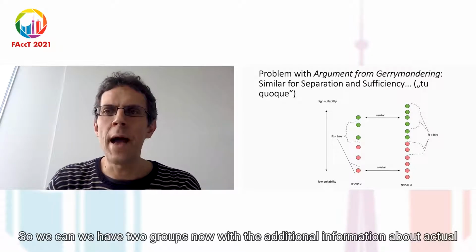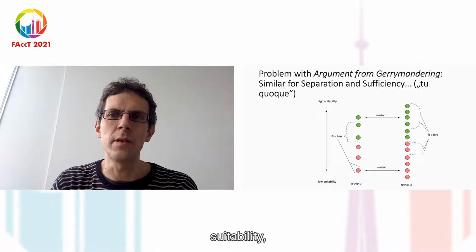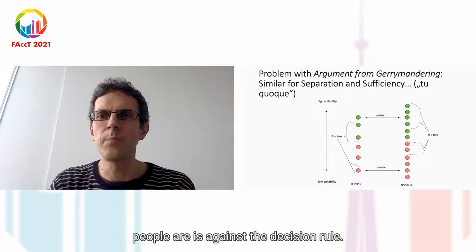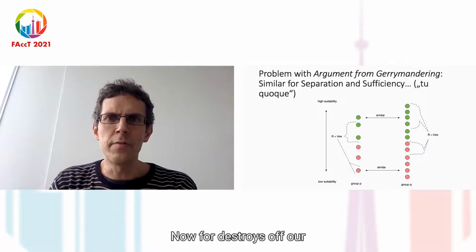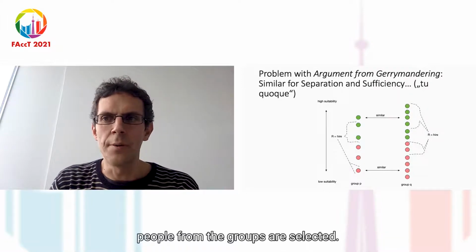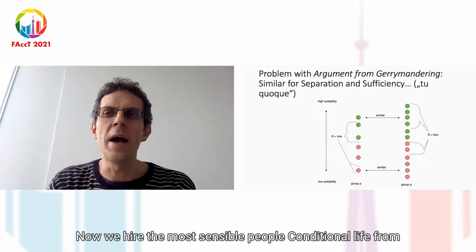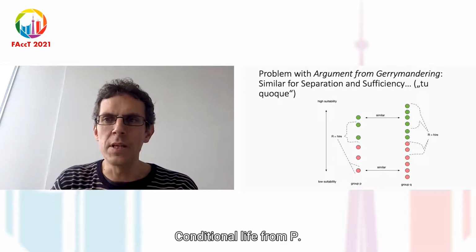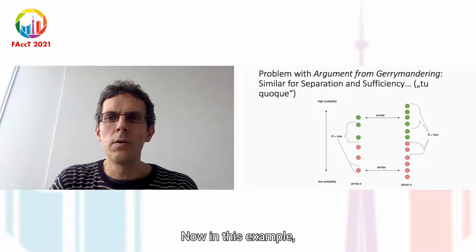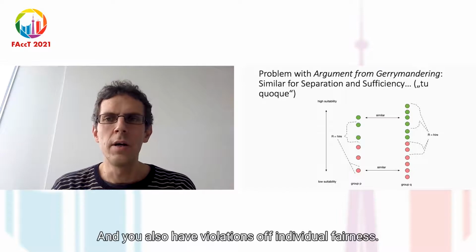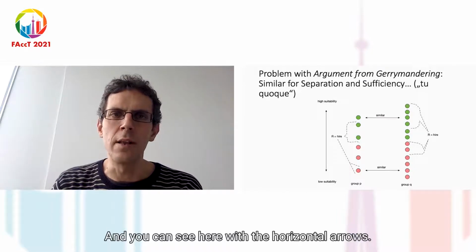So again, we have two groups, now with the additional information about actual suitability, which is just a cutoff rule here. So you have red as the unsuitable people and green as the suitable people. R is again the decision rule. Now for this choice of R, separation and sufficiency are satisfied because equal proportions of red and green people from the groups are selected. And now we hire the most suitable people, conditional on Y, from group Q, and the least suitable people, conditional on Y, from P. Now, in this example, you again have gerrymandering, and you also have violations of individual fairness, as you can see here with the horizontal arrows.